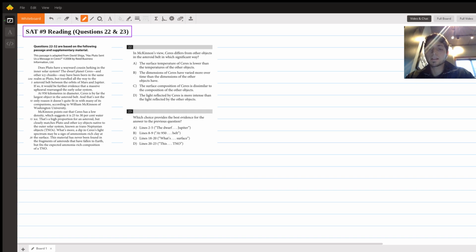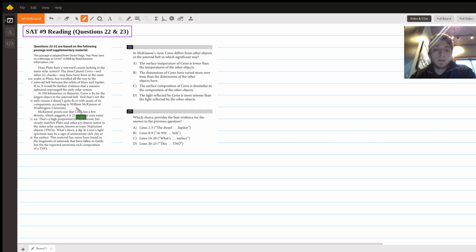Good. So now the next step would be to go through answer choices for 23, A, B, C, and D. Basically we're going to look for the answer choice that we think could possibly answer our question. What I mean by that is we need an answer choice that is, A, from McKinnon's view, and B, tells us about a reason why Ceres is different from other objects in the asteroid belt.